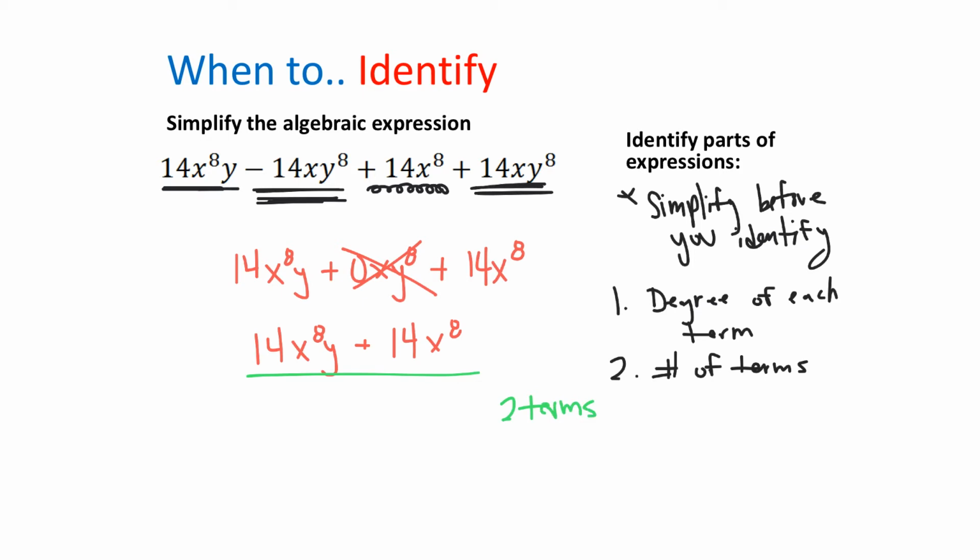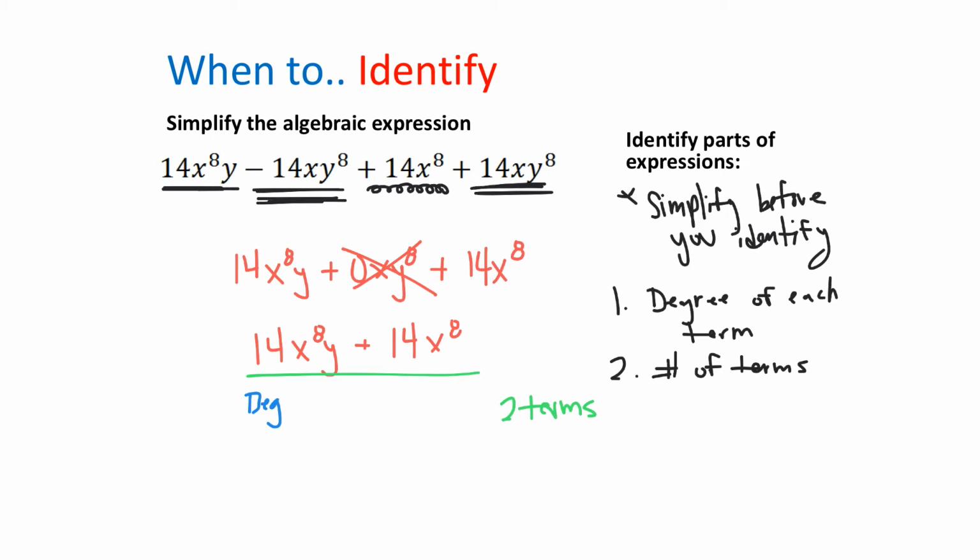We have 14x to the 8th y, and we have 14x to the 8th. Those are two unique terms. And then the second thing is we want to identify the degree. So we're basically just going to count up the exponents. So in this one, you would think that the degree is 8. However, we're talking about each variable and how it's represented.